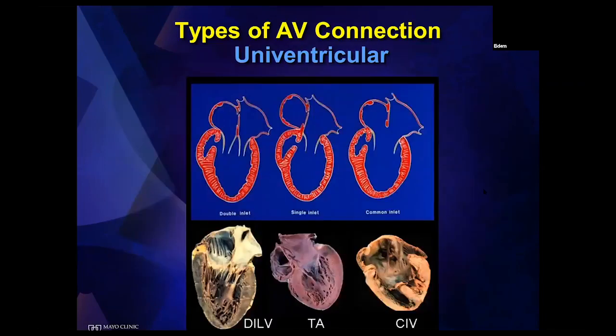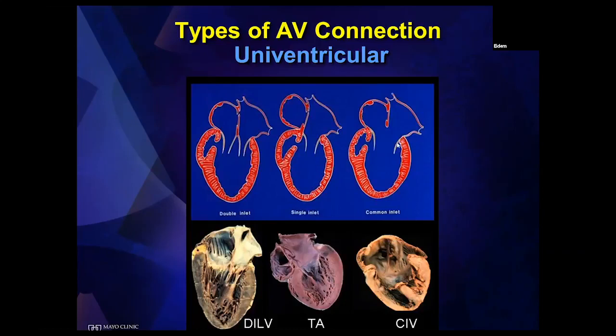Well, what about a univentricular type of connection? There are three different types of connections that we need to consider: the double inlet, the single inlet, and a common inlet. Patients that have double inlet left ventricle have both atrioventricular valves empty into a common left ventricular chamber. Patients with tricuspid atresia have absence of the right AV valve and have only one AV valve, that left AV valve, connected to the left ventricular chamber.